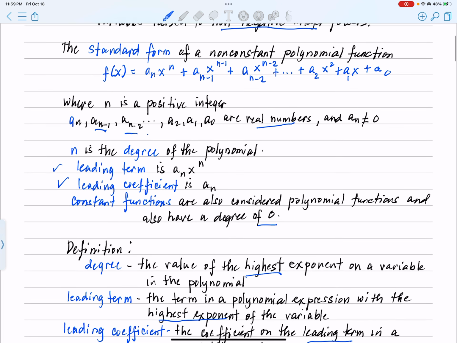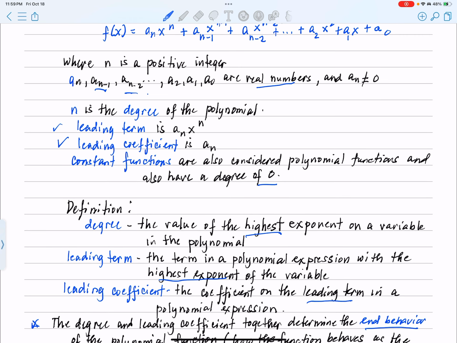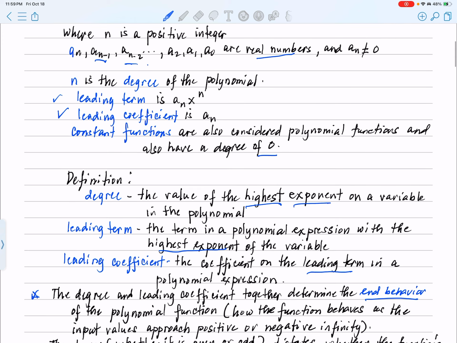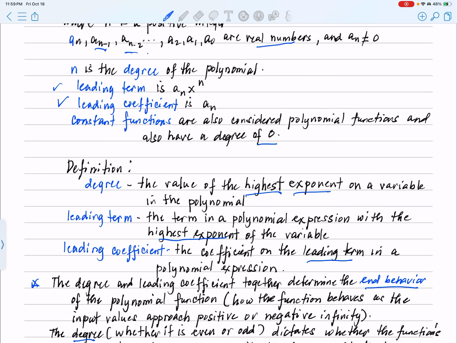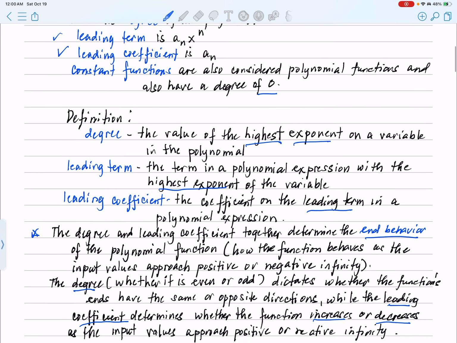We'll start with the definitions here. Degree is the value of the highest exponent on a variable in the polynomial. Highest degree, highest exponent, okay? While the leading term is the term in a polynomial expression with the highest exponent of the variable. And the leading coefficient is the coefficient on the leading term in a polynomial. Okay. Reminder, we have to take note of this.